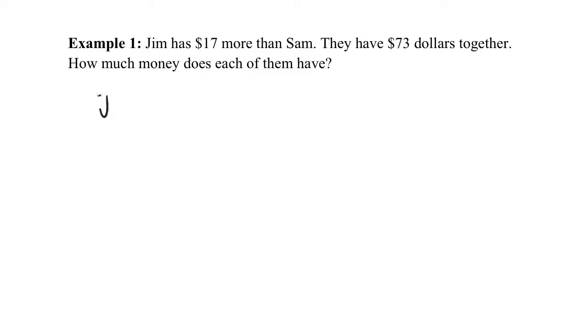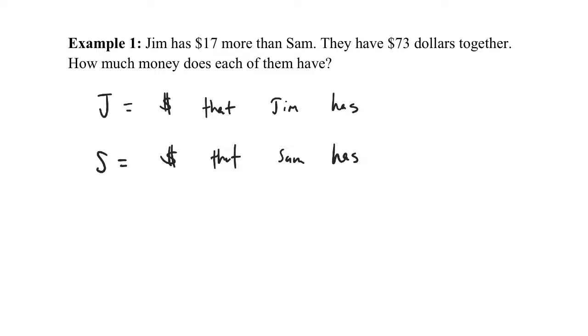So let's let J equal the number of dollars that Jimmy has. And let's let S equal the amount that Sam has. Now, because we have two different variables, we need how many equations? Two. The first equation is pretty simple. Jim has 17 more than Sam. Give me an equation for that, based on my variables given. Gus.